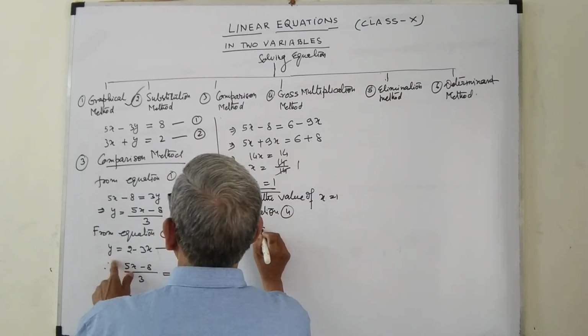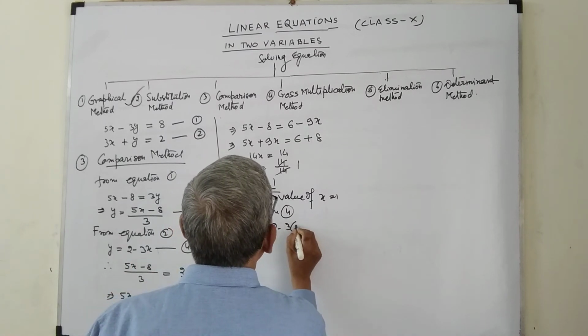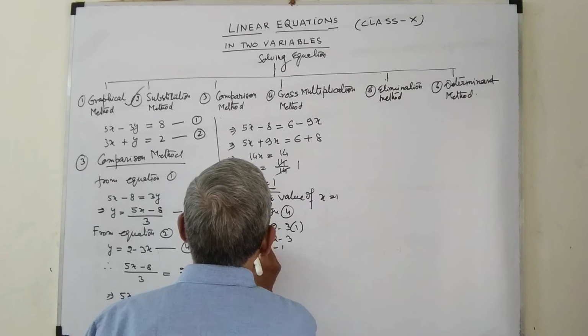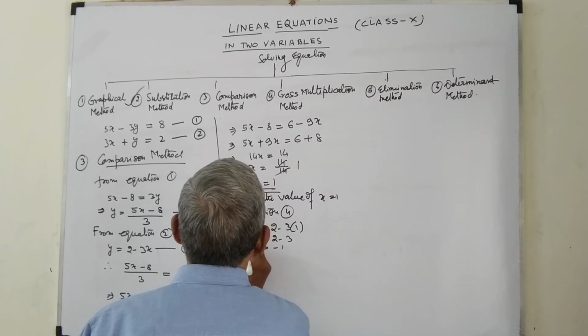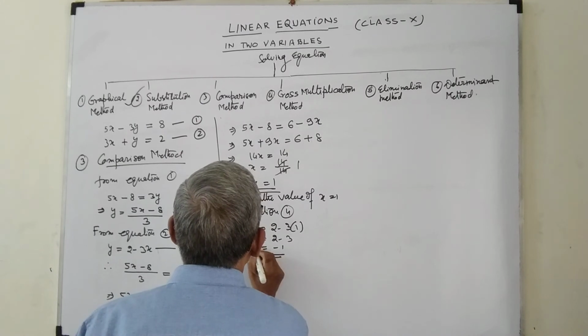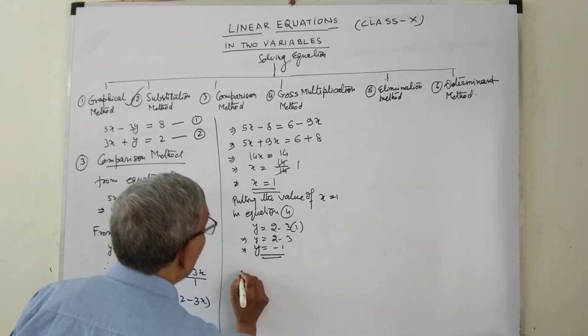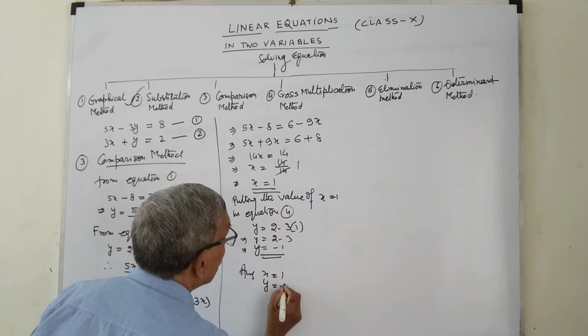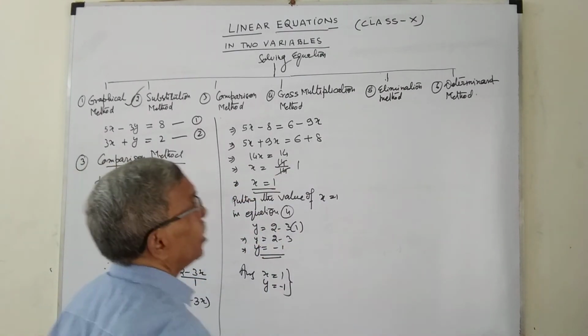y is equal to 2 minus 3 into 1. So this is 2 minus 3, which is equal to minus 1. So y is equal to minus 1. Okay, so we got our answer: x is equal to 1 and y is equal to minus 1.